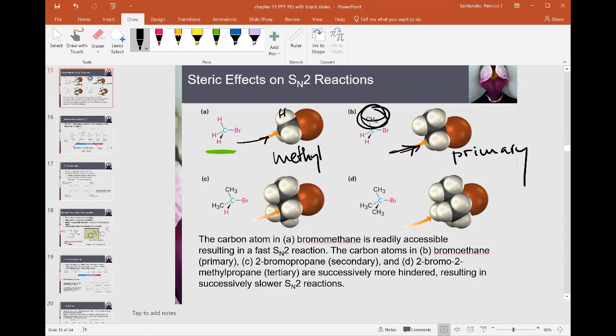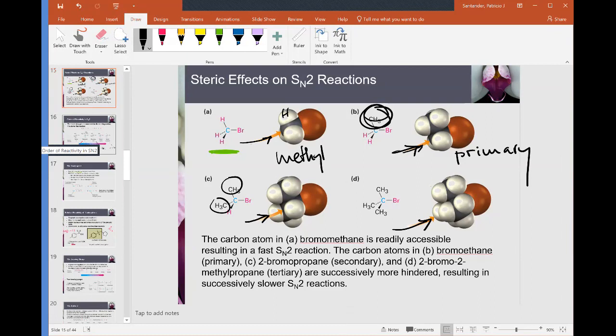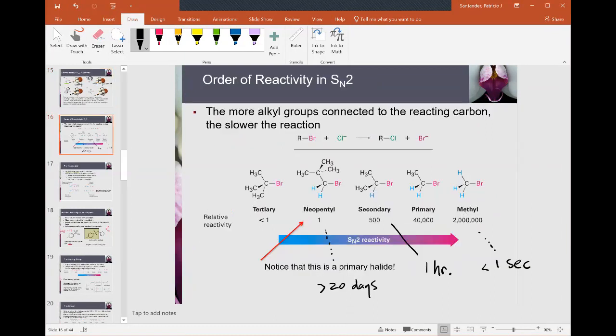How about if we put two methyl groups? Well, two methyl groups, now the approach is definitely more and more difficult. And if you have three of them, you cannot even see the central carbon atom that is supposed to be attacked by the nucleophile. Okay, so that is that slide.